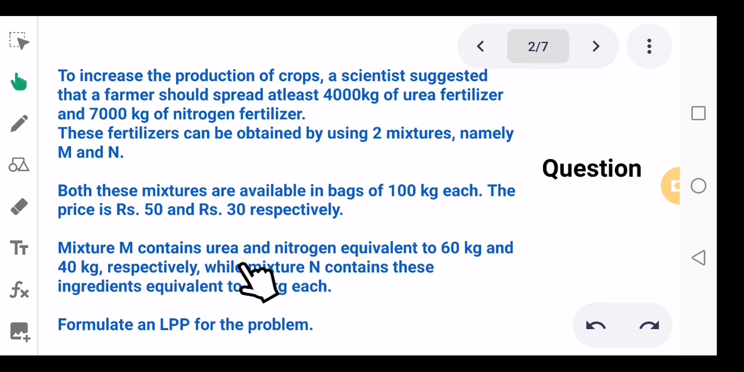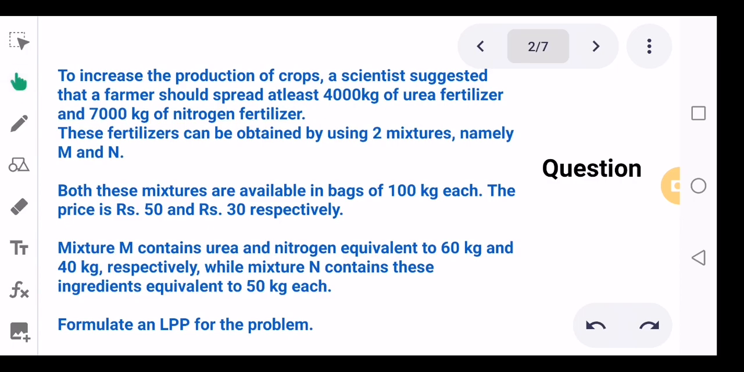Mixture M contains urea and nitrogen equivalent to 60 kg and 40 kg respectively, while mixture N contains these ingredients equivalent to 50 kg each. Formulate an LPP for the problem. Okay, so let's understand the question first.